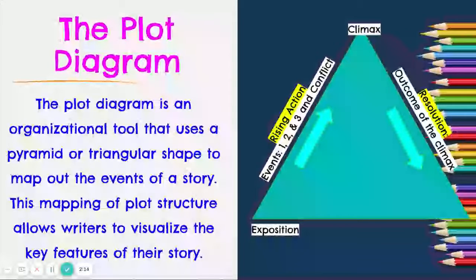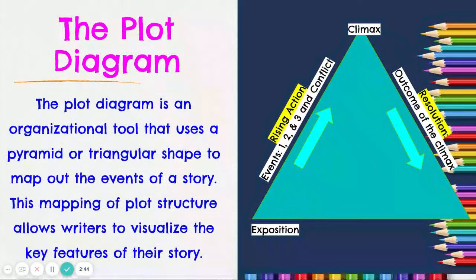The plot diagram. The plot diagram is an organizational tool that uses a pyramid or triangular shape to map out the events of a story. This mapping of plot structure allows writers to visualize the key features of their story. If you notice on the right-hand side of your screen, you can see a triangular diagram. This diagram represents the plot diagram and is often used to describe the events of a story.